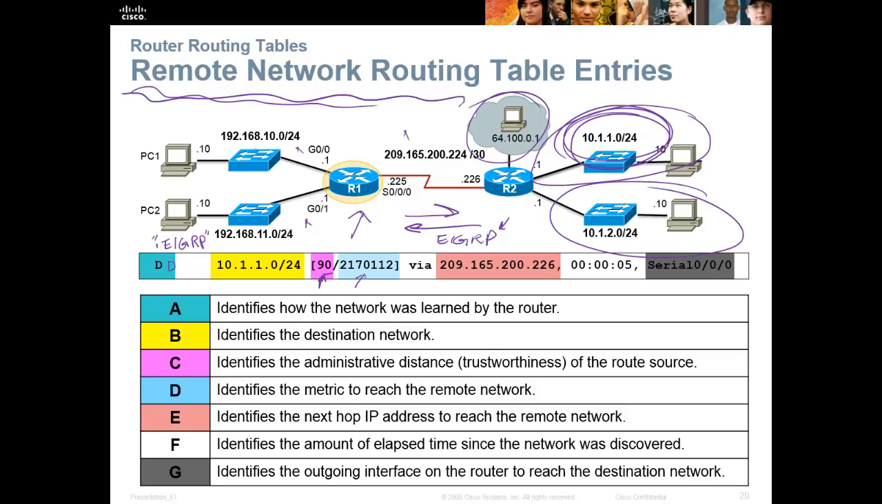This is the metric. How far is this network? And here we can find the next hop, which is this interface, because it is 209.165.200.224. Instead of 224, put this number 226. Yep, it is the same. So it means this is the next hop. It means router 1 should send the packet to this interface for forwarding using serial 0/0/0, which is this interface. Okay?